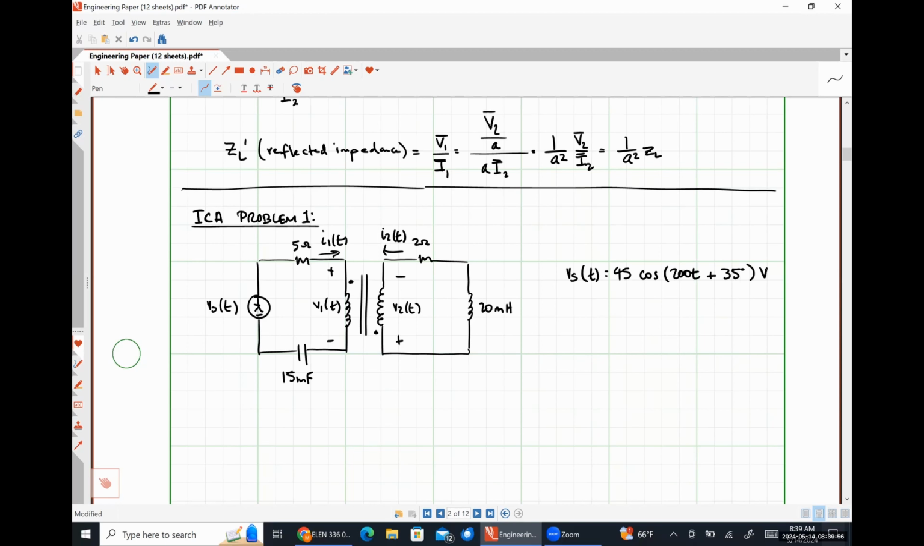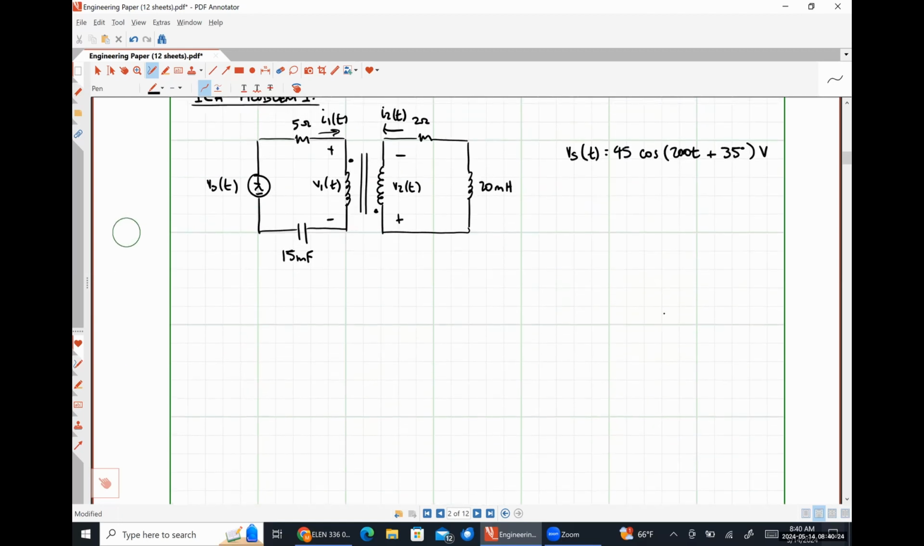I hope it is very obvious to all of you that this problem is currently expressed in the time domain, and we are never going to do math in the time domain for any of these AC circuits. So the first thing that we need to do is to convert this into the frequency domain, right? So Vs is 45 angle 35, absolutely right. Let's go ahead and write that down here.